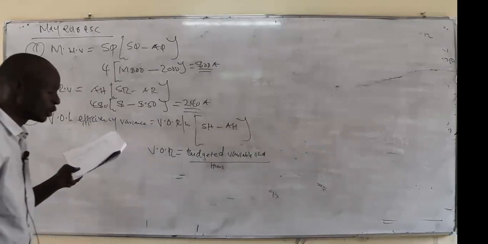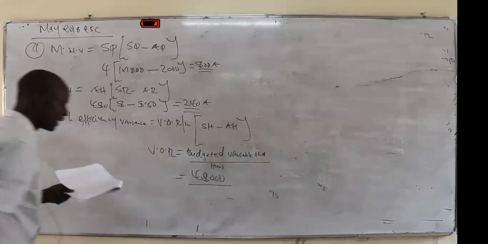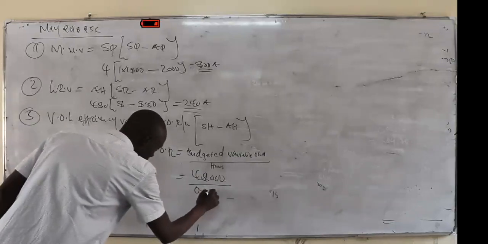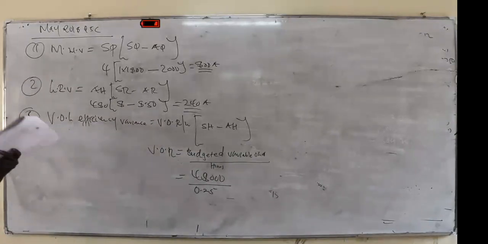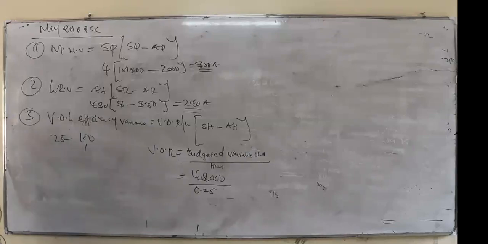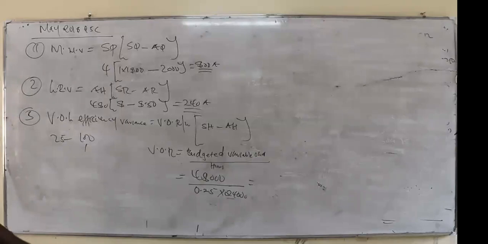The budgeted variable overheads, according to the question, were 48,000 shillings. So you divide 48,000 over budgeted hours. The budgeted hours come from 0.25 per unit. Where am I getting 0.25? We've been told 25 hours for 100 units, so for 1 unit you divide and get 0.25. Then you multiply by the total number of units, 24,000. That is the number of hours. So the variable overhead rate, you get 8.